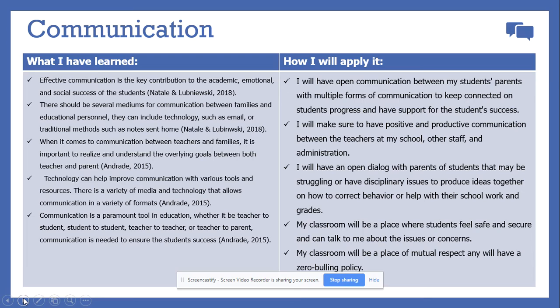Communication. What I have learned for communication is that effective communication is a key contribution to the academic, emotional, and social success of my students. There should be several mediums for communication between families and education personnel, so they can include technology, email, or traditional methods like notes.